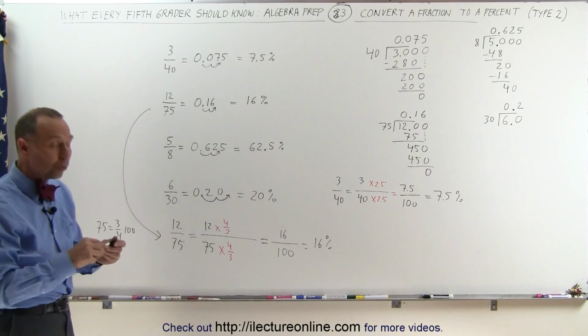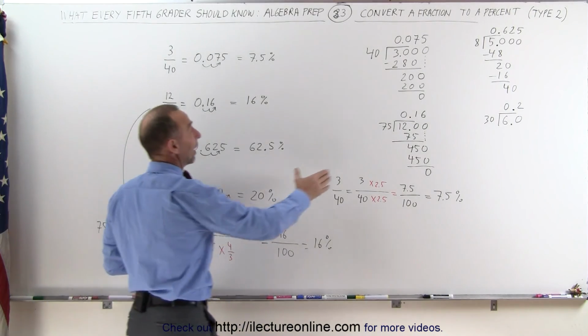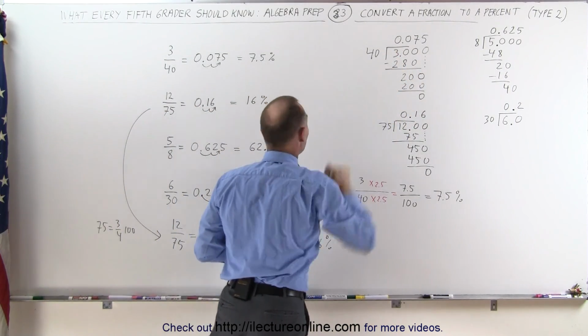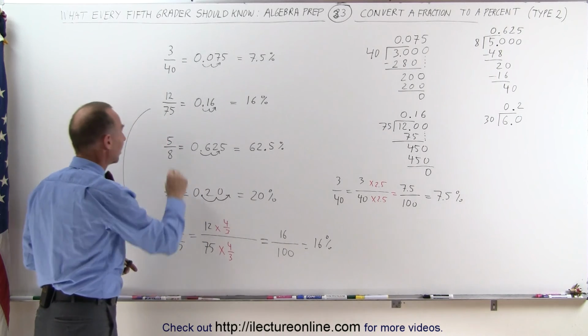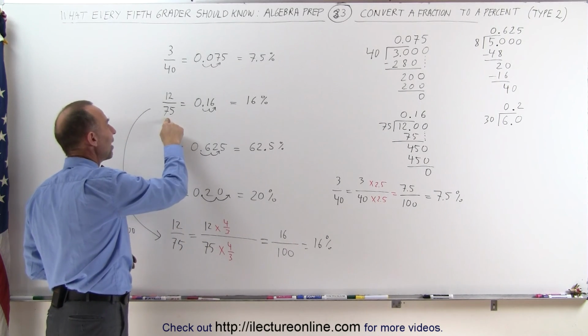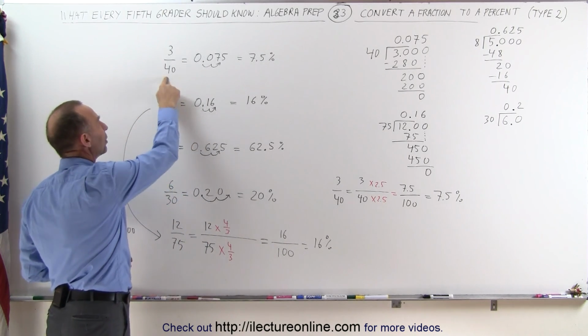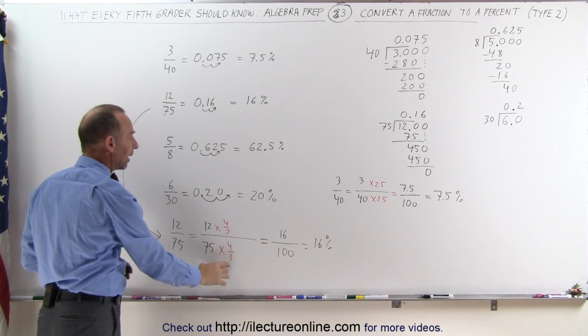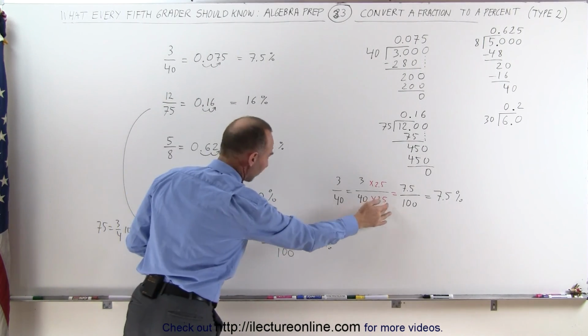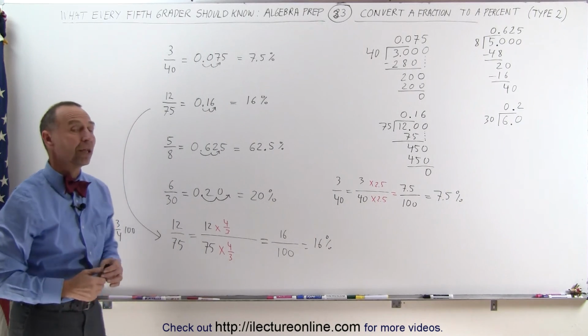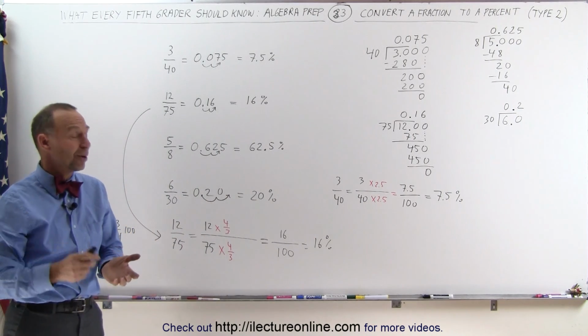So you can see that you don't always have to take your fraction and do a longhand division to turn it into a decimal. With a little trick like this, have the insight that 75 can be made into 100 and 40 can be made into 100 by multiplying times a number like 2.5 here or 4/3 over there. So you can see that technique works as well.